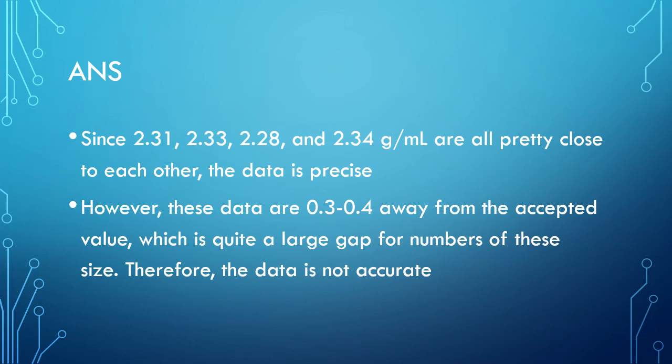However, let's look at accuracy. We were given an accepted value of 2.70 grams per milliliter for the actual density of aluminum. And these data points are somewhere between 0.3 to 0.4 grams per milliliter away from that accepted value, which is getting a little bit large compared to the size of these data points. So this data is not quite accurate.